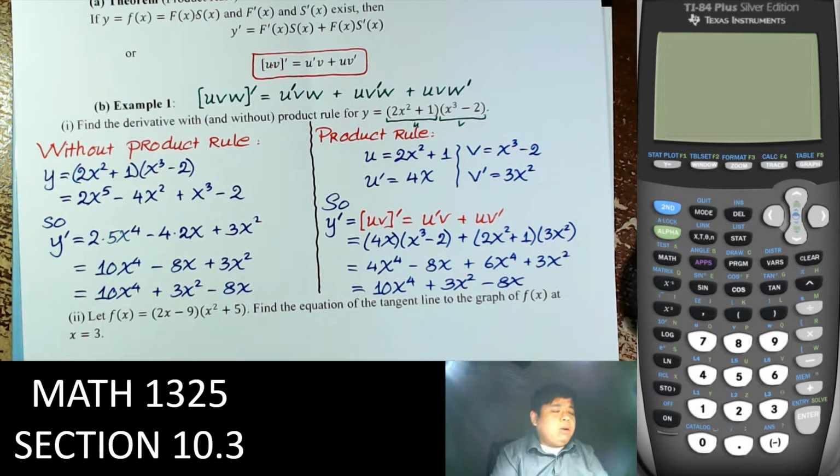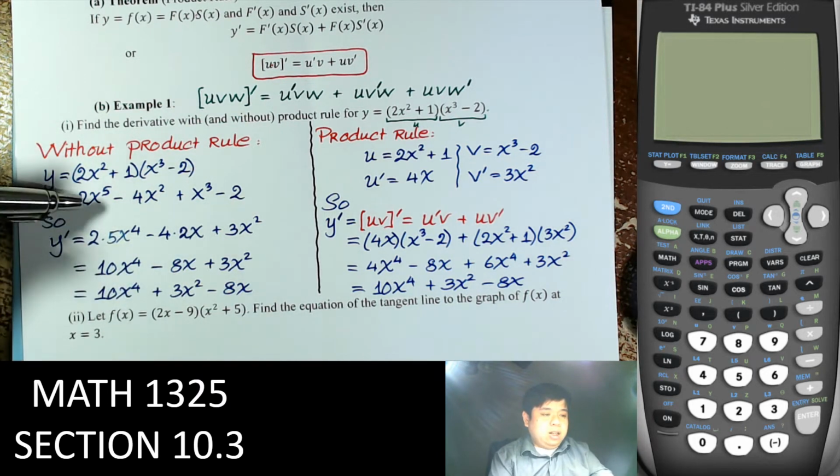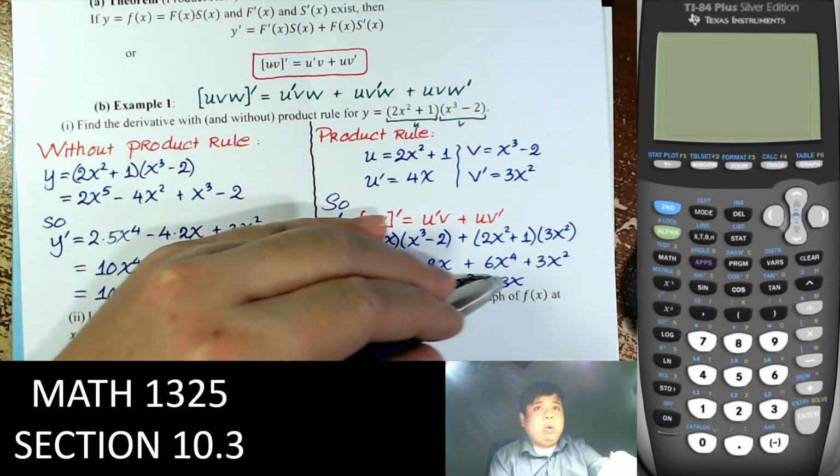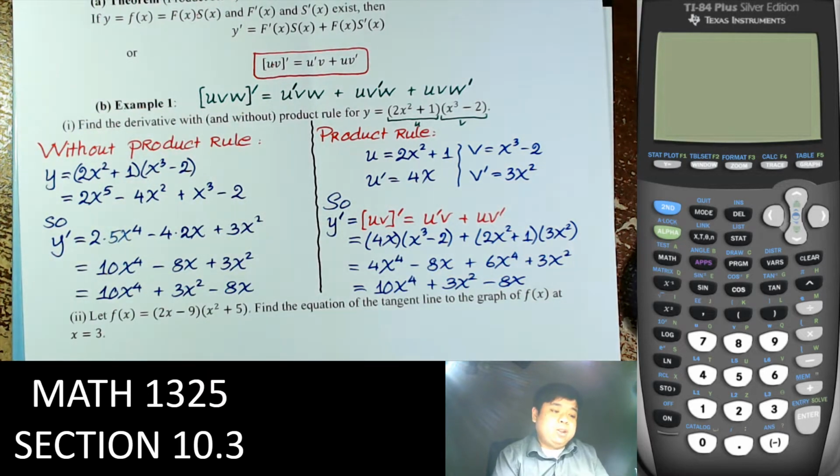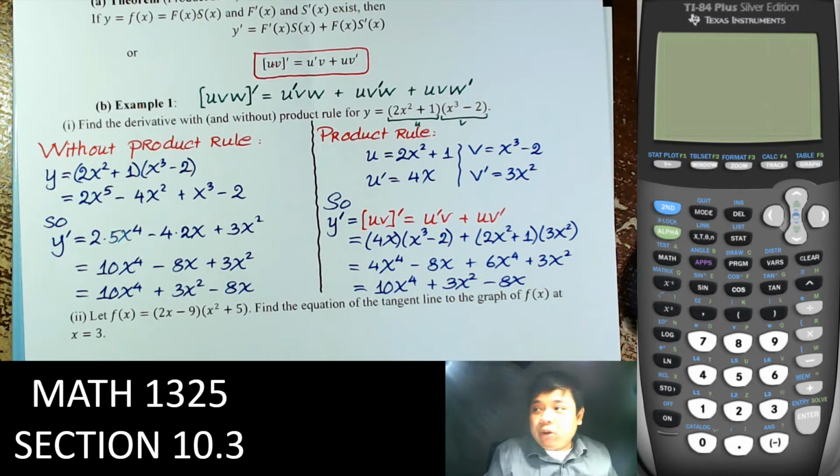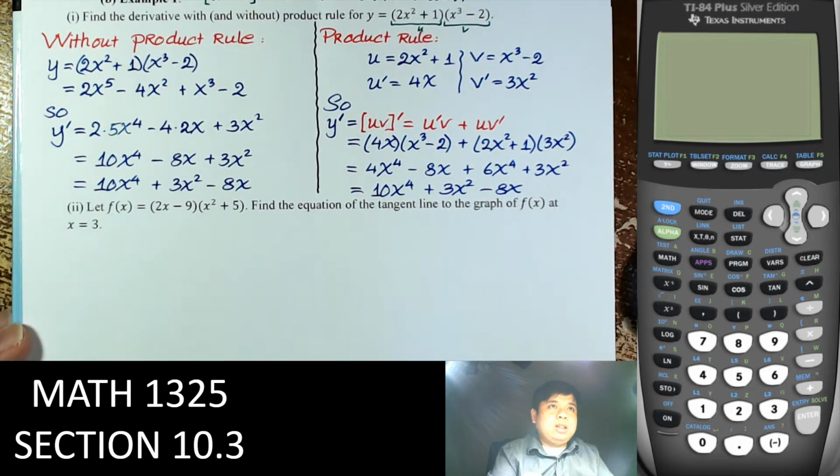Alright, now if it is simple like this, we can just go without the product rule, because something like this we multiply out anyway when we do the product rule. So we can just use that. There are plenty of examples where we have to use the product rule. Right. Now let's go to this example.